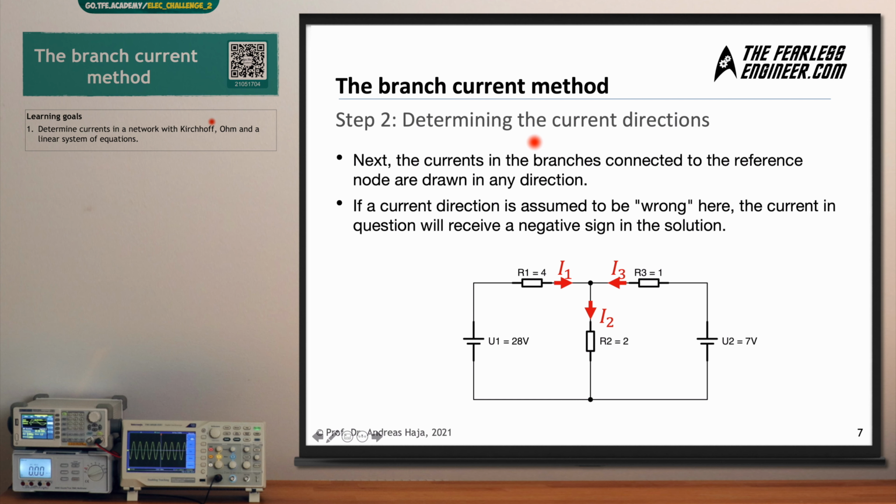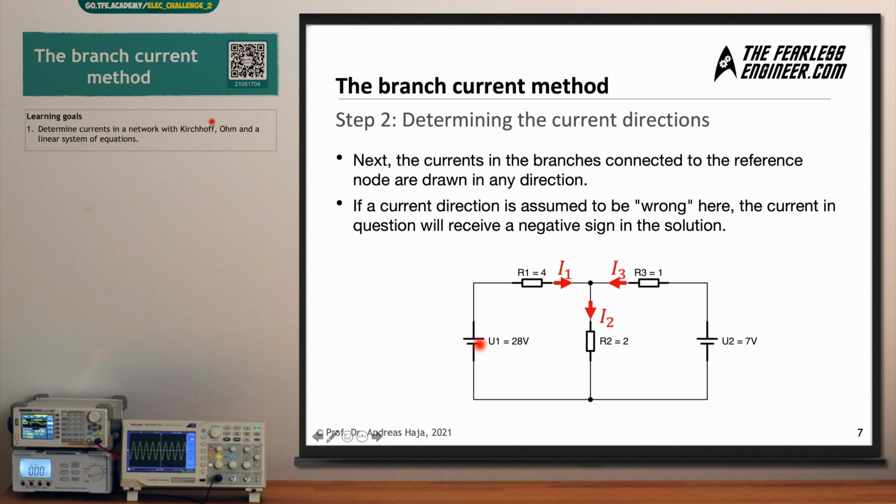Then in the second step, we are going to determine the direction of currents. The currents we're looking for are I1, I2, and I3. At this point in time, we might not be sure about the direction in which these currents are flowing.